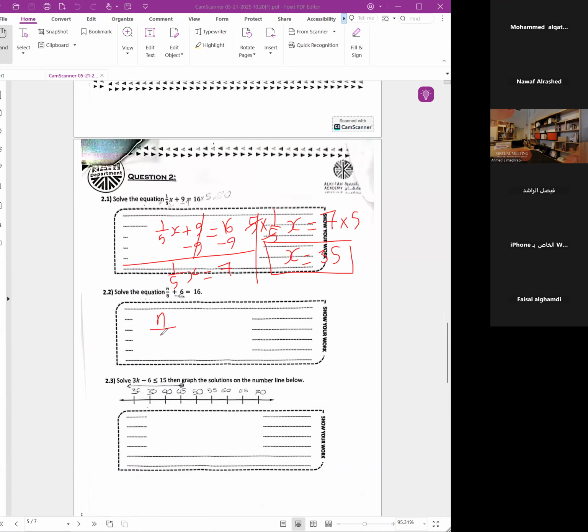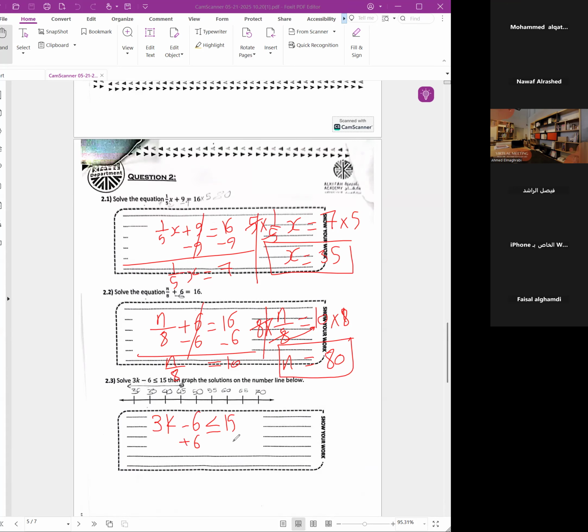The next question, n over 8 plus 6 equals 16. We should subtract 6 from both sides. So now n over 8 I will drop as it is, and here 6 is eliminated, and now this one is 10. Excellent, Abdulillah. So n over 8 equals 10. Multiply by 8 on both sides. So n equals 80. The next question, 3k minus 6 is less than or equal to 15.